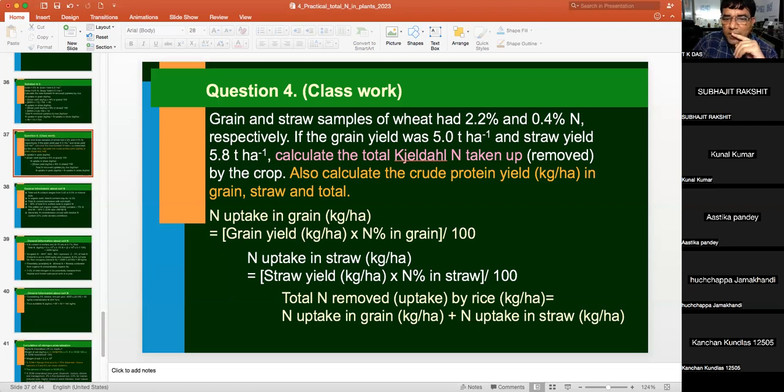It is simple: grain yield into nitrogen percent divided by 100. Grain yield has to be in kg per hectare here. And then similarly for straw yield, and you can make the total. Now if you wish to calculate the crude protein content, you need to calculate the protein percentage. Or you can multiply the factor with the nitrogen uptake also. Indirectly you can calculate, or directly also by knowing the protein percentage. Protein percentage multiplied by the respective yields, and make the total of grain and straw protein.